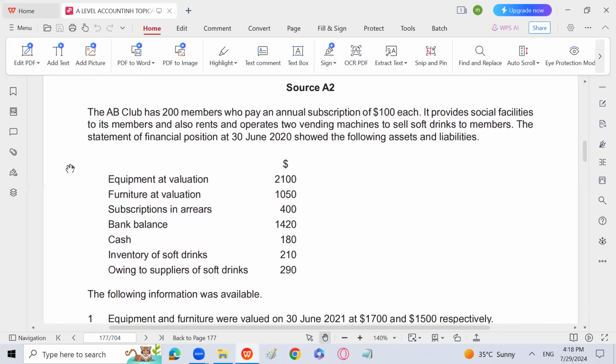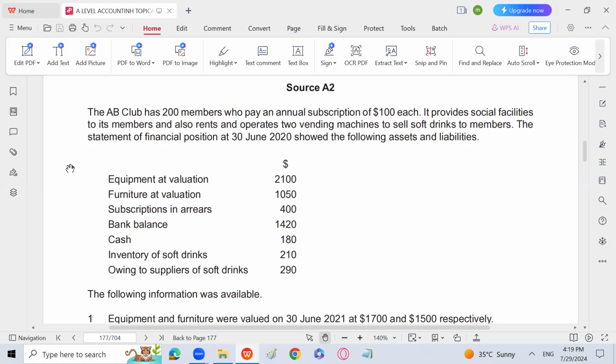So the AB Club has 200 members who pay an annual subscription of 100 each. Always remember that the subscription for the year is treated as income. So 200 multiplied by 100, it becomes 20,000. So 20,000 is the annual subscription for the year, and 20,000 is the income of the club.